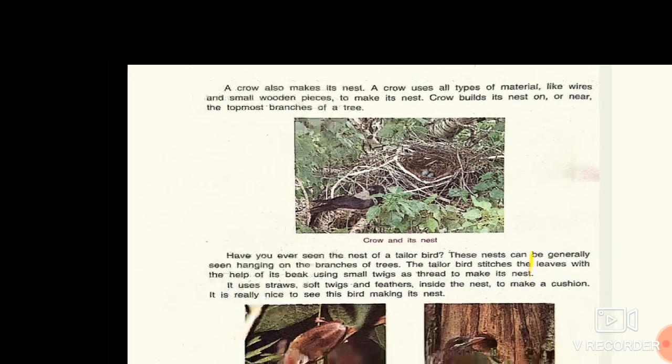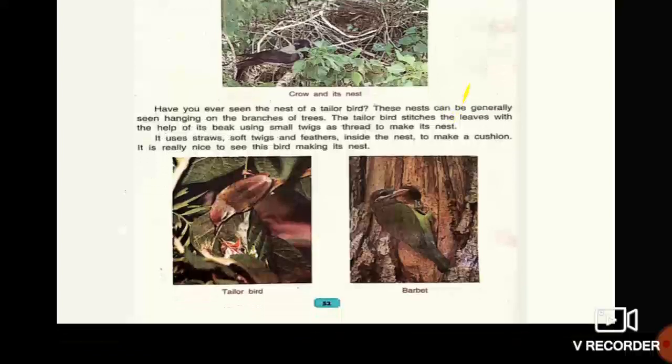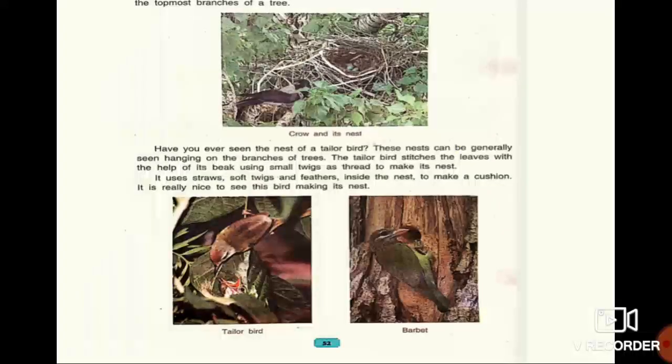Inside the nest, you can see in this picture, this small bird is the tailor bird. It stitches the leaf with the help of its beak and also makes a cozy cushion inside the nest.